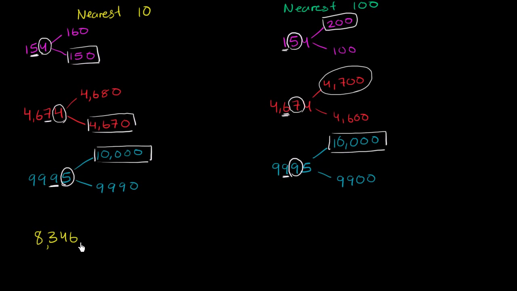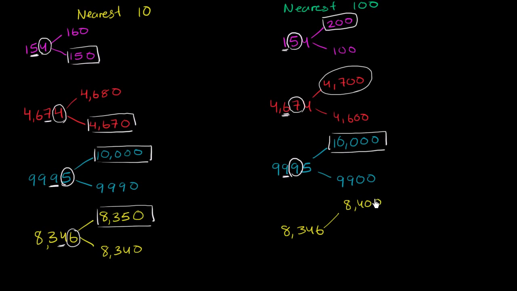8,346. The multiple of 10 below it is 8,340. The multiple of 10 above that is 8,350. If we're going to round to the nearest 10, we need to look at the ones place. The ones place is 5 or greater, so we round up. Now let's round to the nearest hundred. 8,346. The multiple of 100 above this is 8,400. The multiple of 100 below this is 8,300.